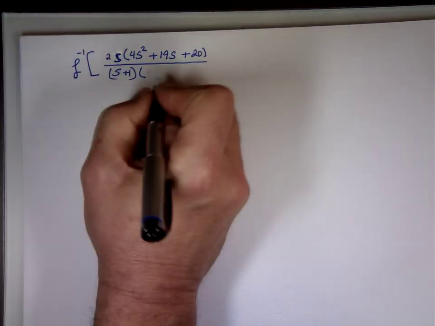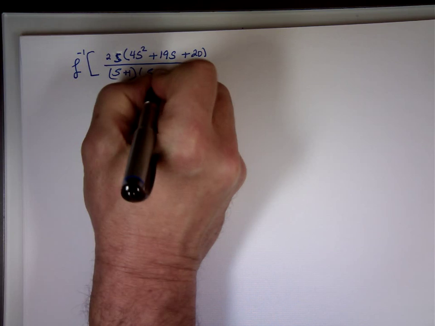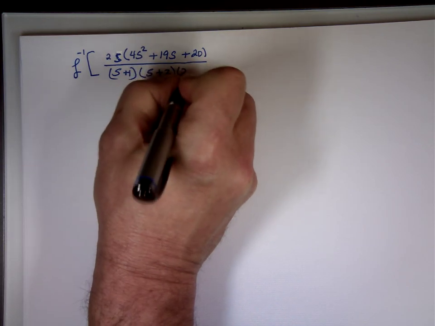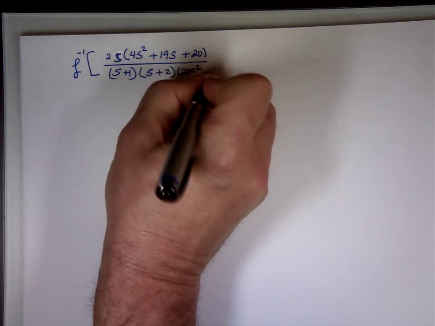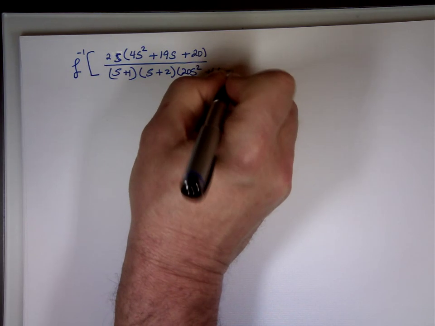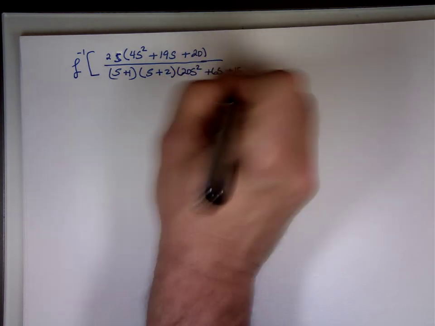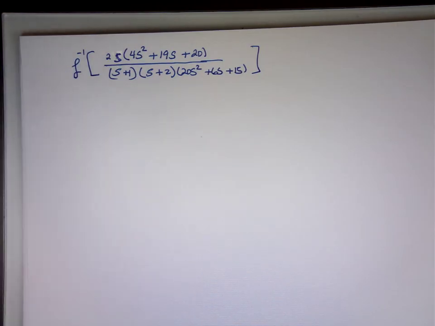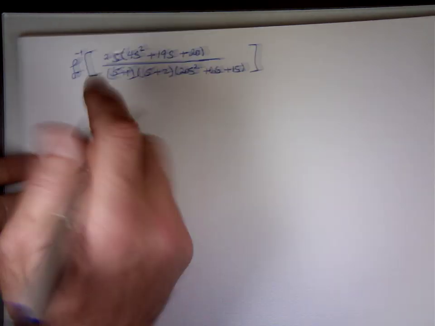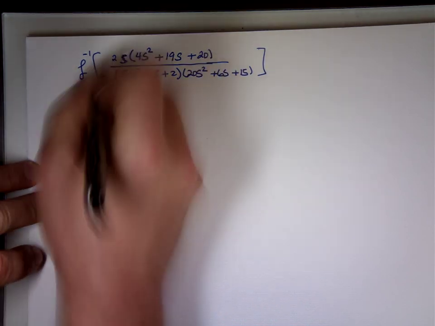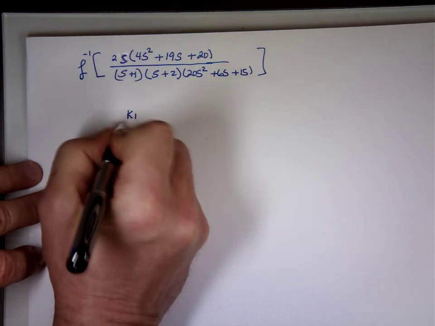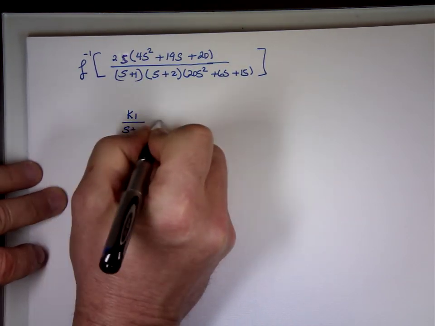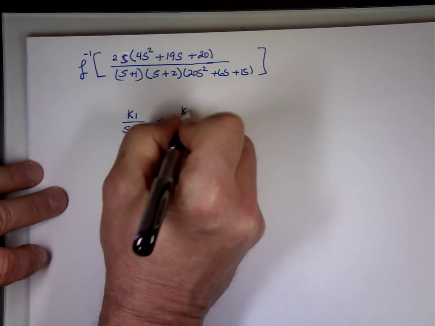s plus 1, s plus 2, 20s squared plus 6s plus 15. And again, the way we're going to do this, we're going to break it down to k1 over s plus 1, k2 over s plus 2, and the other one. So here's how I'm going to break it down. This is going to be k1 over s plus 1, k2 over s plus 2.